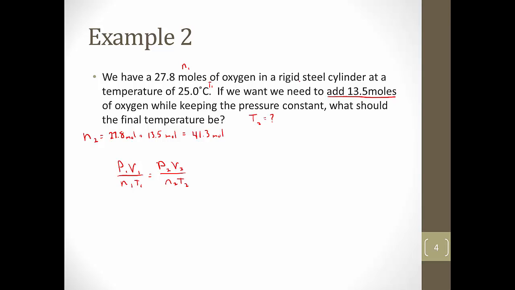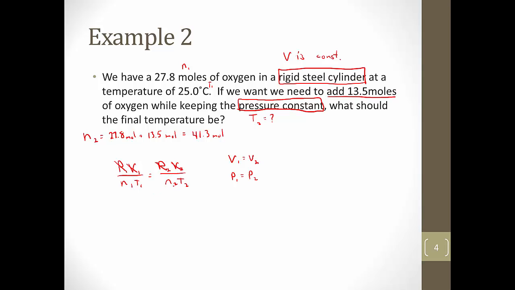But there are some clues up here. Rigid steel cylinder. That means my volume is going to be constant, because if it's a rigid steel cylinder, it's not going to get bigger or smaller. And then we also see here that the pressure has to stay constant. So we know that V1 is equal to V2, and that P1 is equal to P2. And whenever these things are constant, they cancel each other. Boom, boom, boom, boom. Those all cancel out.